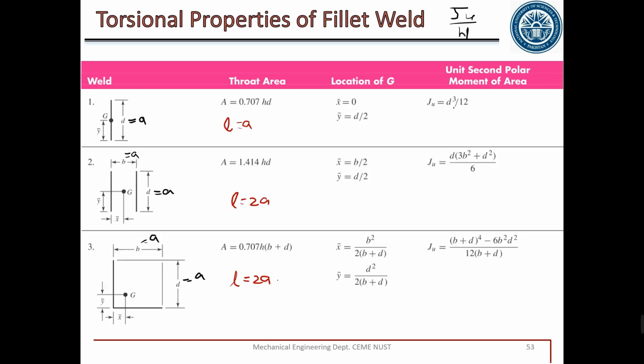This is the equation: value of Ju, A cube by 3, divided by H into L. H is unknown. L is equal to A. Substituting value, we will get FOM prime, Ju by L, equal to 0.0833 A square by H.